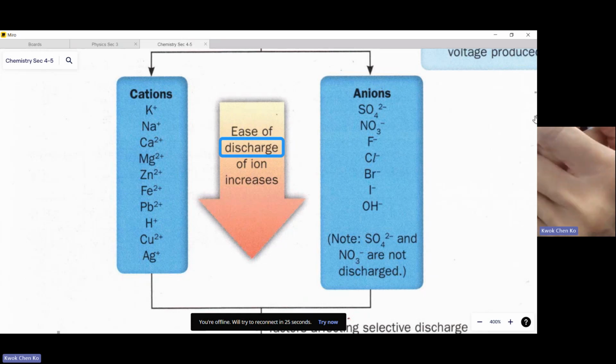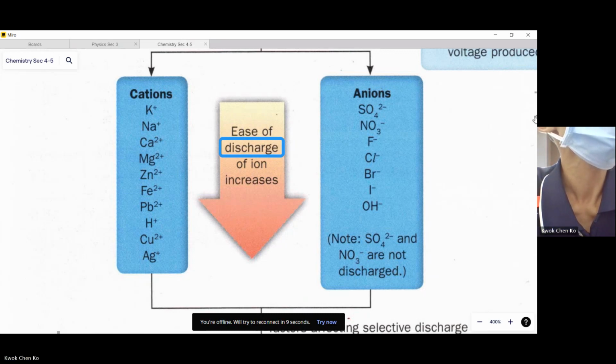Now, this one is a bit harder. What pattern does it follow? Unfortunately, there's not exactly a pattern except for these four. 1, 2, 3, 4. What are these four? F, Cl, Br, I. They are the halogens, Group 17.